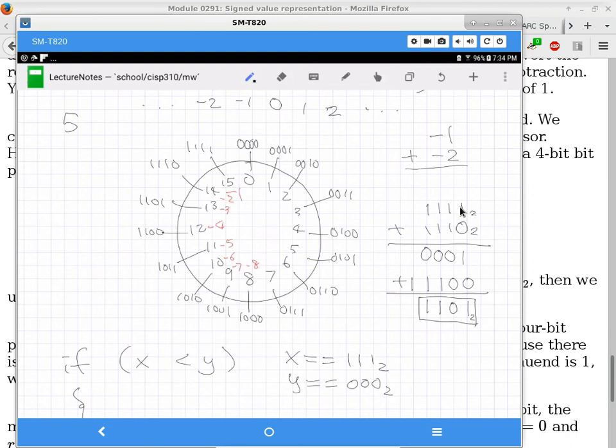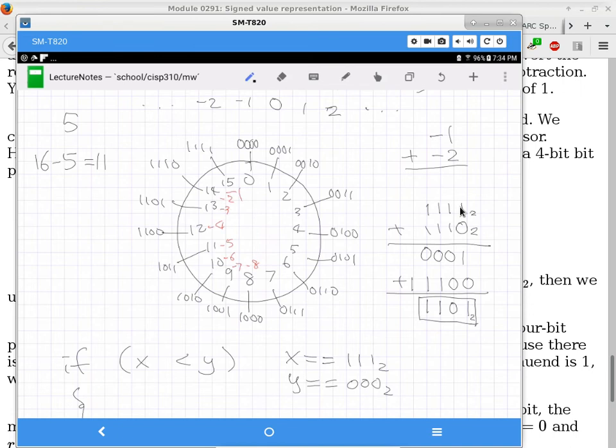So 16 minus 5 is 11. But the bit pattern of 11 is also the bit pattern of negative 5. In other words, you subtract the bit pattern that you want to negate from 16, and you get the negation.